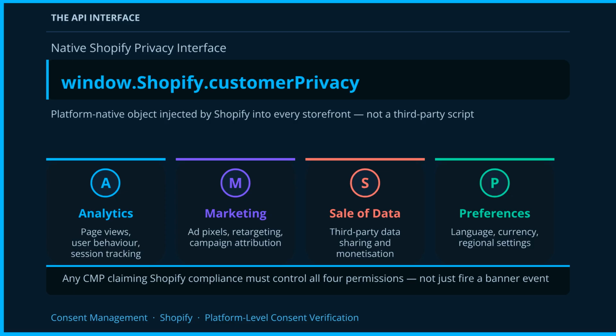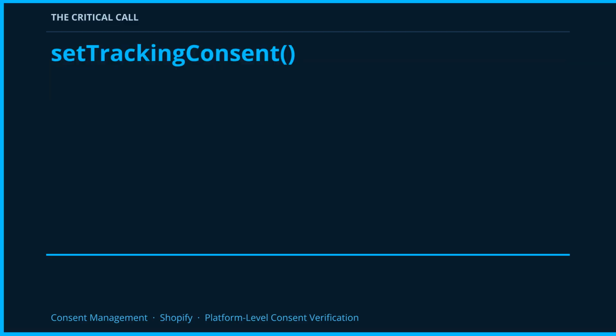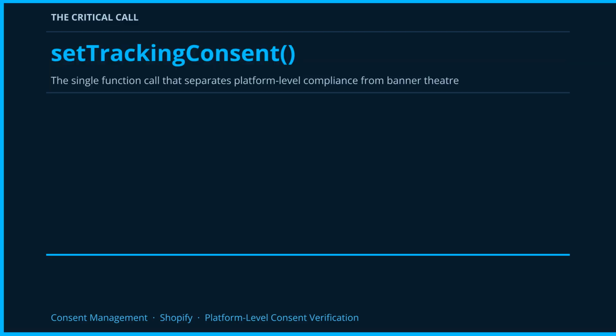window.Shopify.customerPrivacy. This is not a third-party script. It's a native object Shopify injects into every storefront. It gates four processing purposes: analytics, marketing, sale of data, and preferences. Any CMP claiming Shopify compliance must call setTrackingConsent on this object when a visitor makes their choice.